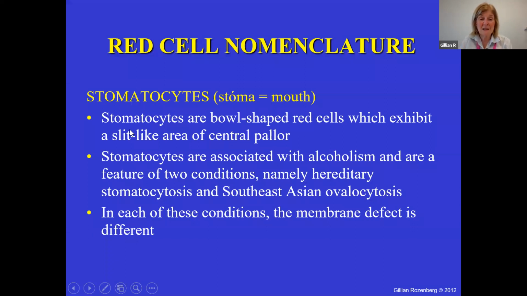So now stomatocytes. Stomatocytes are bowl-shaped red cells which exhibit a slit-like area of central pallor. Stomatocytes are associated with alcoholism and also a feature of two conditions, namely hereditary stomatocytosis and Southeast Asian ovalocytosis. In each of these conditions, the membrane defect is different.